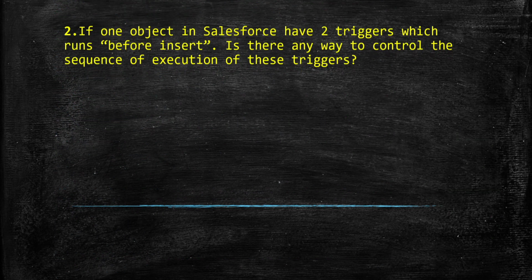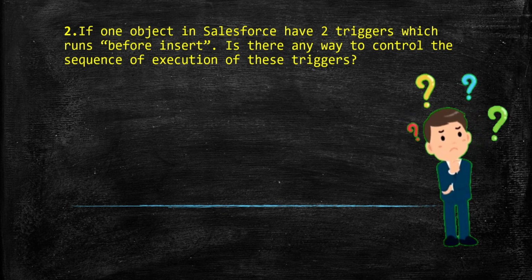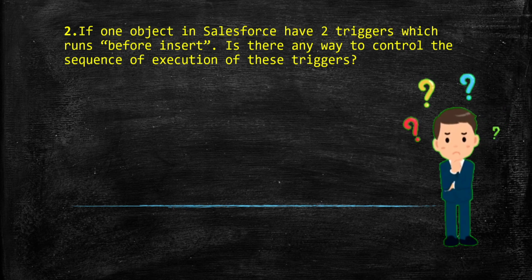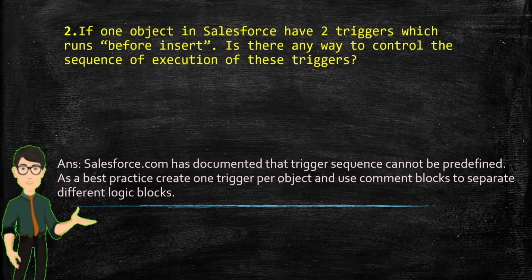The second question is: if one object in Salesforce has two triggers which run before insert, is there any way to control the sequence of execution of these? As a best practice, trigger sequence cannot be predefined. As a best practice, create one trigger per object and use commented blocks to separate different logics.